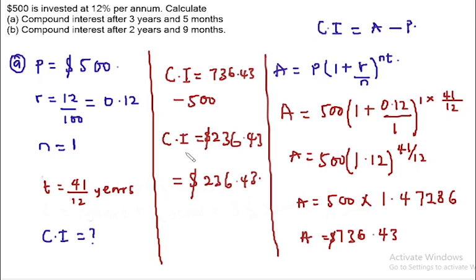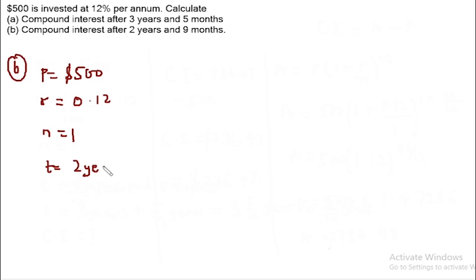But in the meantime, let's clean up space. For question B, a good number of our parameters are still the same. So given B, our principal is still $500. Our rate is still 12%. In decimal, that's 0.12. Our N is still 1. Our time is equal to 2 years plus 9 over 12 years. Remember, we're using 9 over 12 when we're converting this month to years.